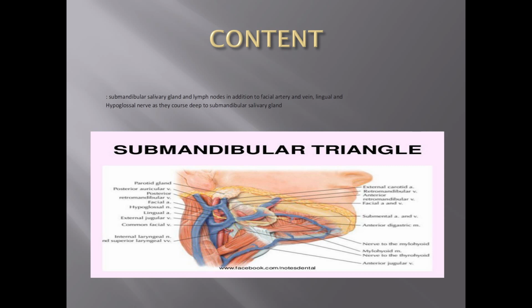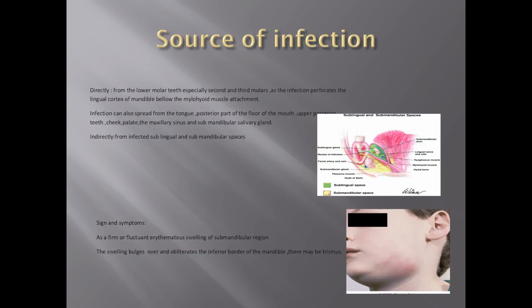Content: submandibular salivary gland, the facial artery, and the facial vein, and the hypoglossal nerve. Source of infection: directly from the lower molar teeth, especially second and third molars, as the infection perforates the lingual cortex of mandible below the mylohyoid muscle attachment.